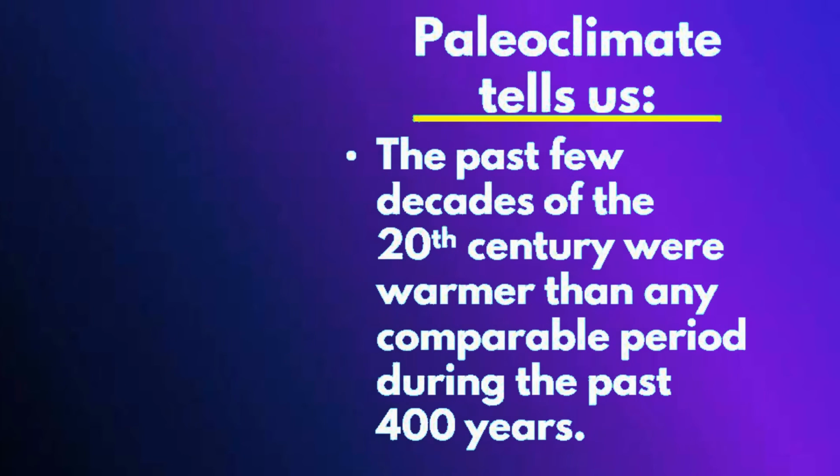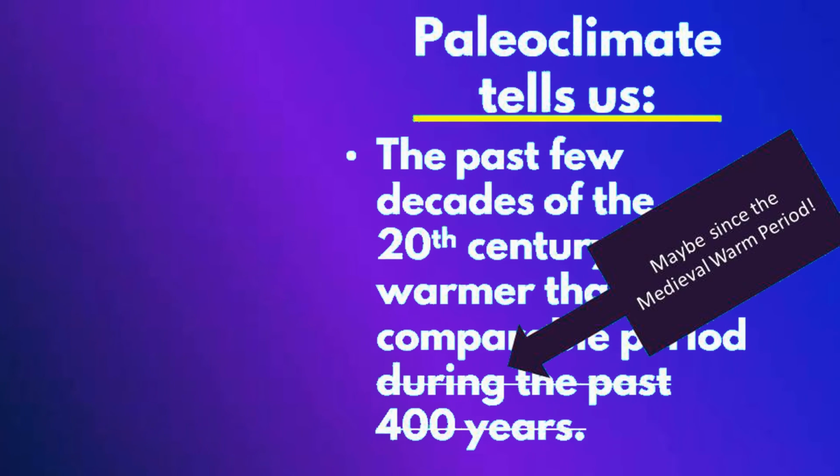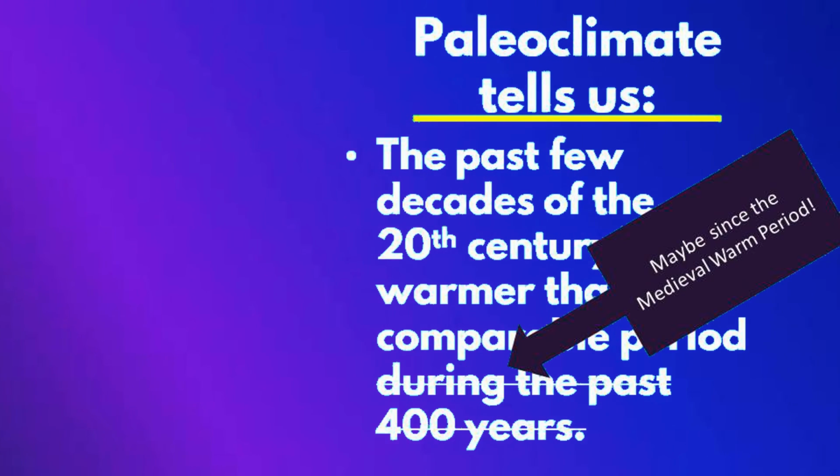Overall, though, what does paleoclimate tell us? Paleoclimate overall is telling us that the last few decades of the 20th century were warmer than any comparable period during at least the last 400 years. We have really good instrumented observations, at least enough that we can say certainly we're warmer than we've been any time in the last 400 years, and maybe since the medieval warm period. We didn't have thermometers in the medieval warm period, but it sounds like we're even warmer than that period.